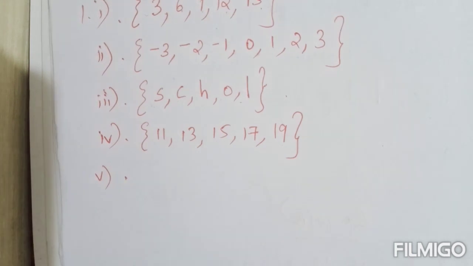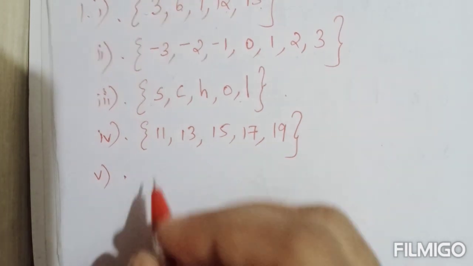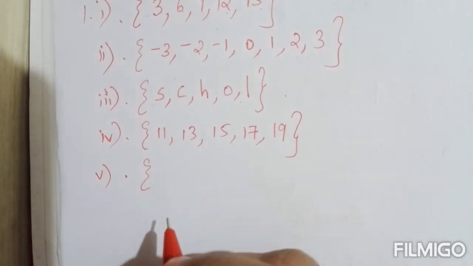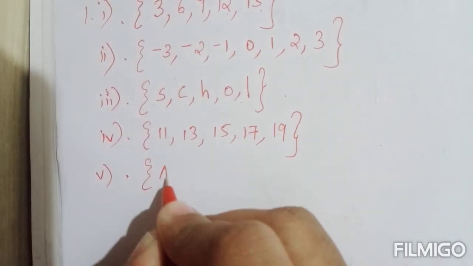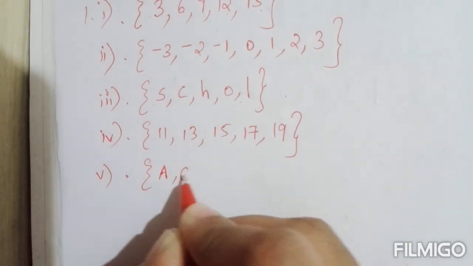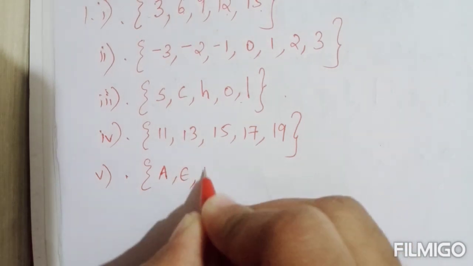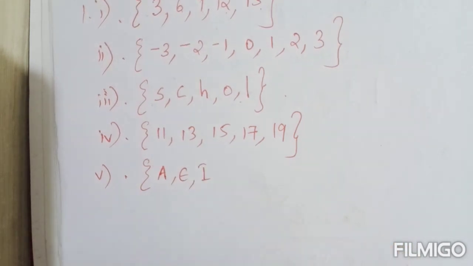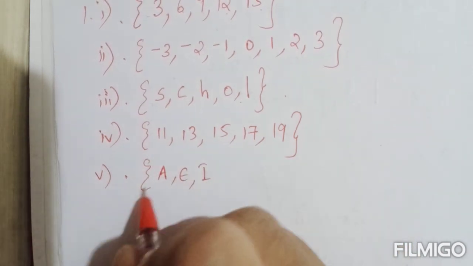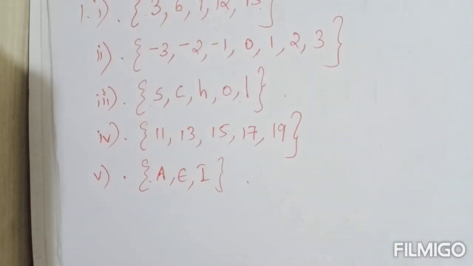Fifth one, vowels used in the word America. So what are the vowels used in the word America? So A, this is a vowel. M, it is not a vowel. Then E, then R is not a vowel. I is a vowel. C is not a vowel. A, we already wrote that. So A, E, I. This is the set.